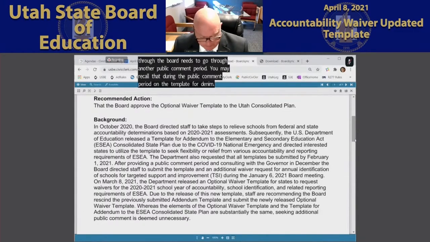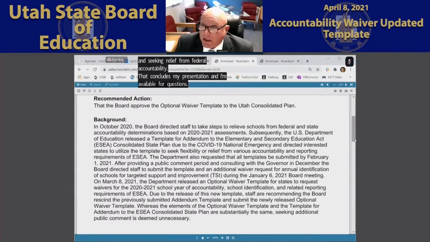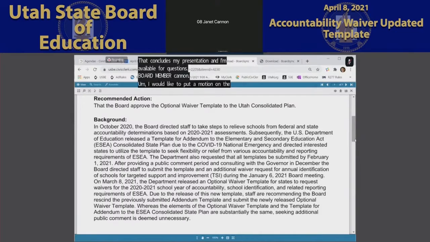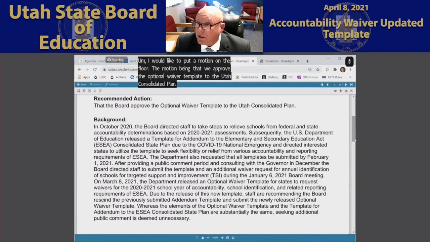Board Member Cannon. I would like to put a motion on the floor. The motion being that we approve the optional waiver template to the Utah Consolidated Plan. Second. Okay, we have a motion and a second. You want to speak to the motion? I don't need to, thank you. Okay. Discussion to the motion. Seeing none.